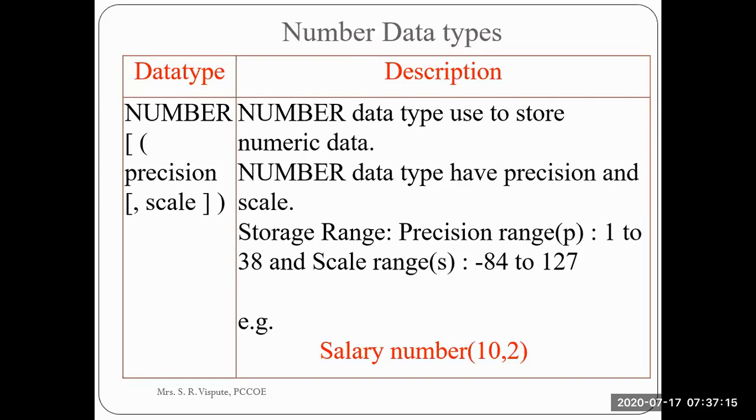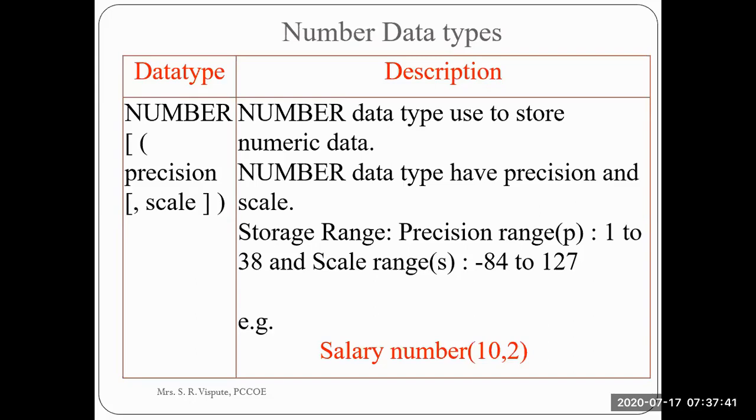But if you want to define the roll number, you can select the best choice as character, not the number. Why? Because on roll number, we never perform the arithmetic operation. But in daily practice, mostly we use numeric data to represent the roll number, and that's why we define this roll number as a number data type. But that is not the best choice.